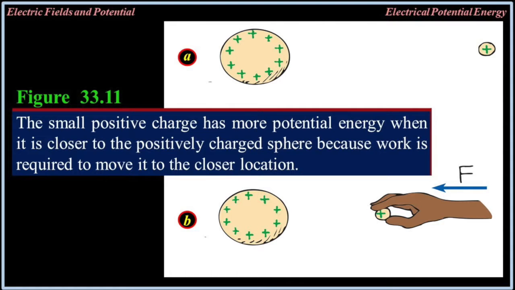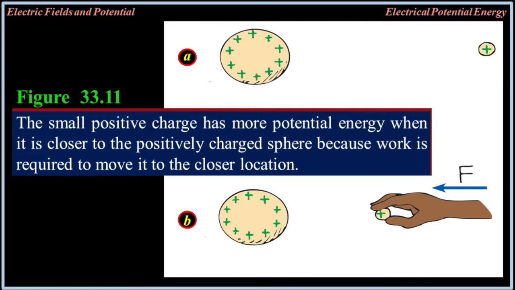Just as work is done in compressing a spring, work is done in pushing the charge against the electric field of the sphere. This work is equal to the energy gained by the charge. The energy a charge has due to its location in an electric field is called electrical potential energy. If the charge is released, it will accelerate in a direction away from the sphere, and its electrical potential energy will transform into kinetic energy.